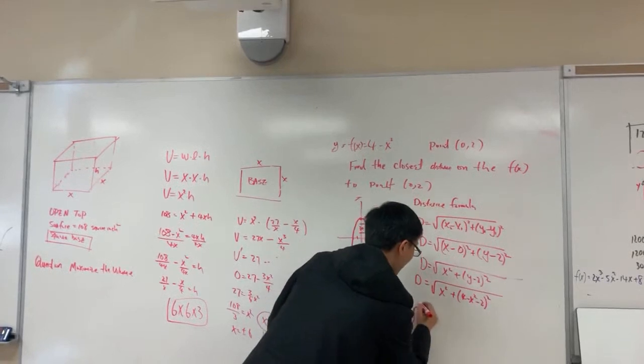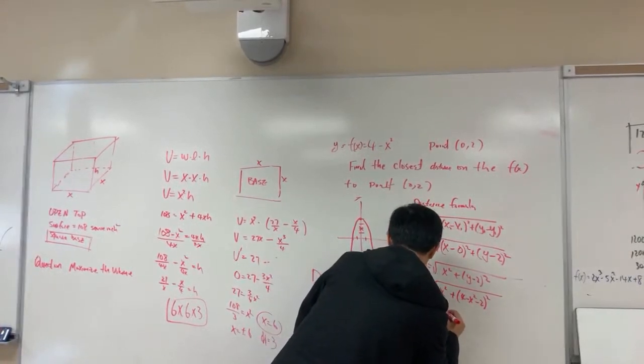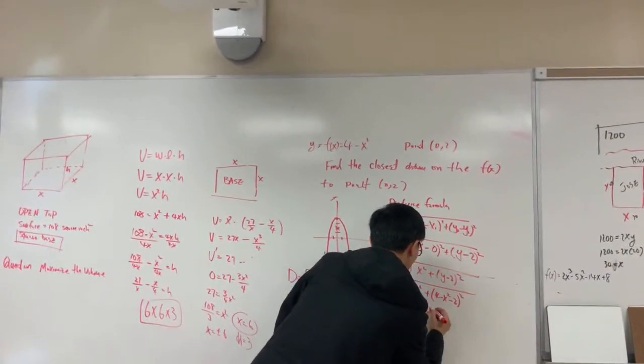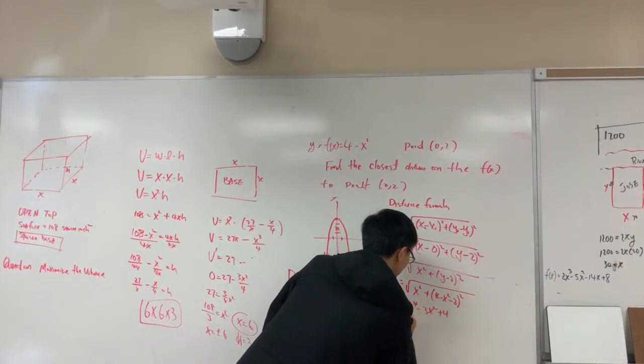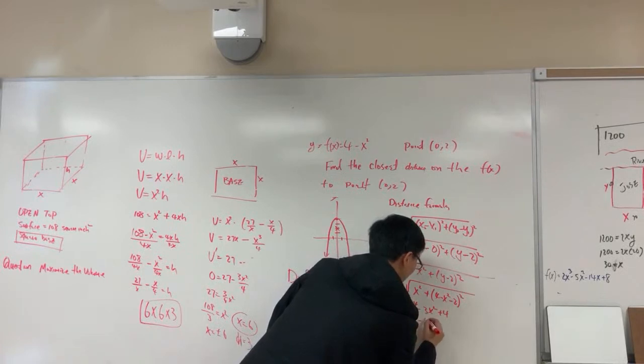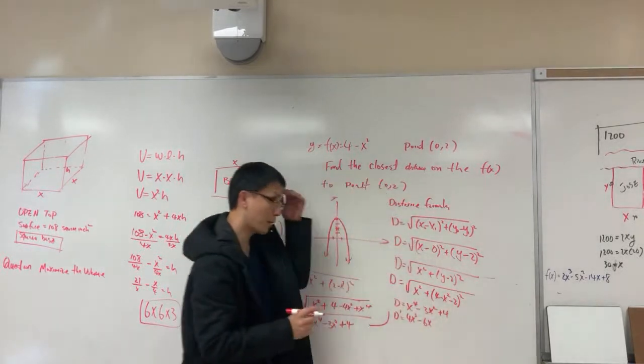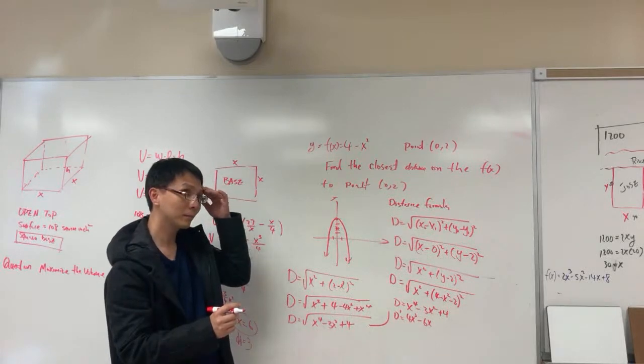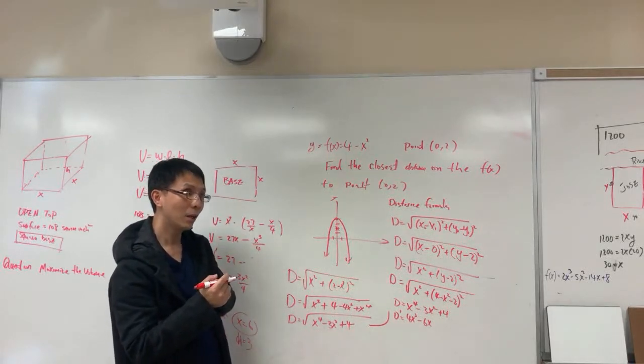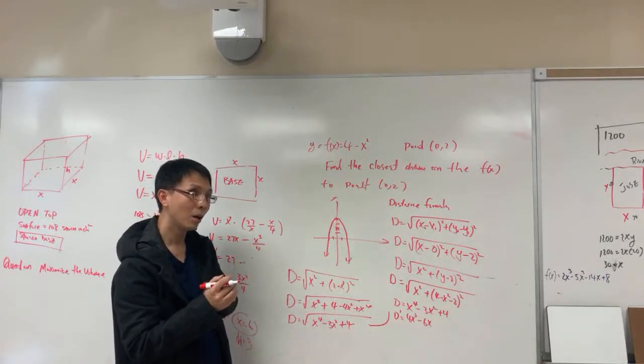So here, I'm gonna say x to the 4 minus 3x squared plus 4. This is a d, right? And I say d prime is equal to 4x to the third minus 6x. Am I going too fast? Yes. I don't really get what you're trying to say about the square root. I don't really understand that.